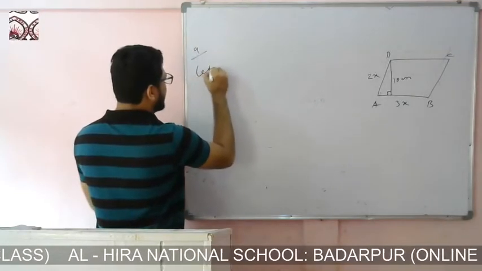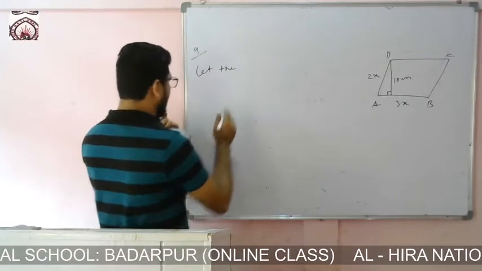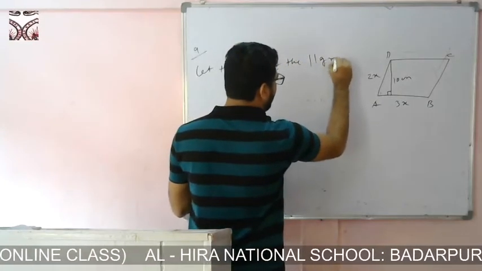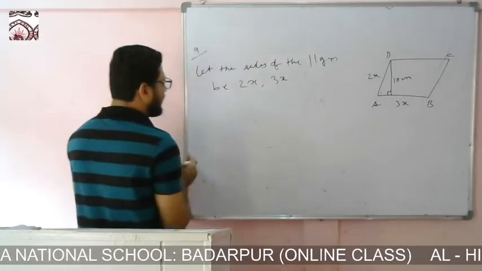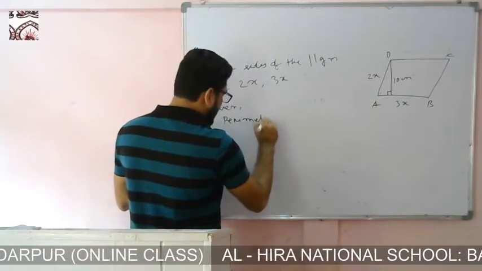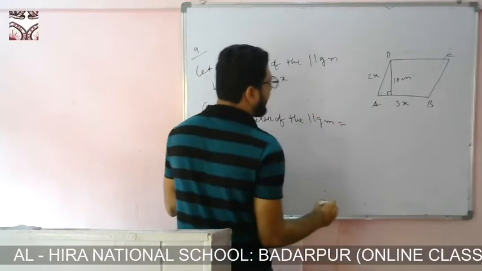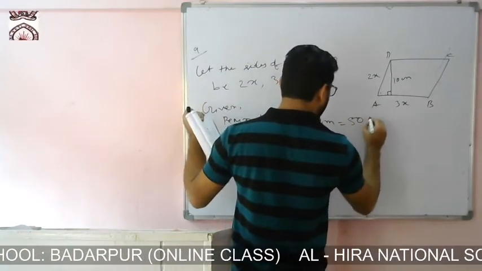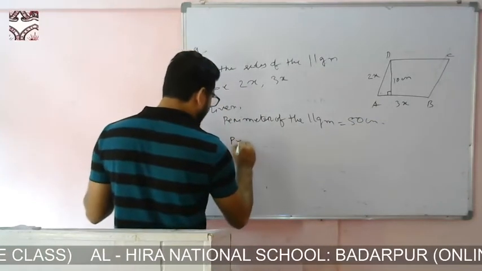Okay, let the sides of the parallelogram be twice x, thrice x. Given the perimeter of the parallelogram equals what? The perimeter of the parallelogram is 50 centimeter. Okay, 50 centimeter.